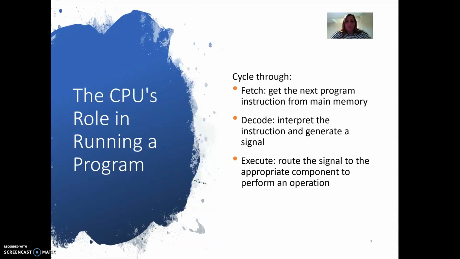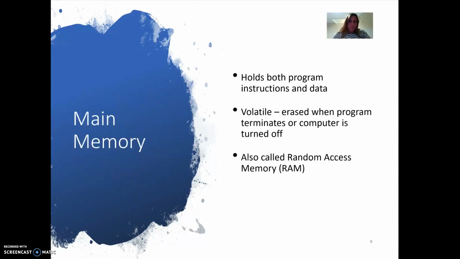The CPU works in a cycle. So the way the CPU works includes 3 steps: fetch, decode, and execute. So the CPU is constantly looking for the next instruction, or retrieving the next instruction from memory, and then it decodes it. Decoding means translating or interpreting an instruction and generating a signal. And then it executes it, which means basically it routes the signal to the appropriate component, such as a printer or a screen.